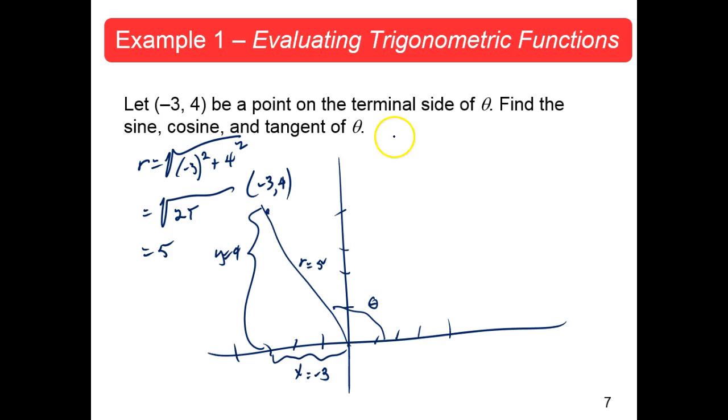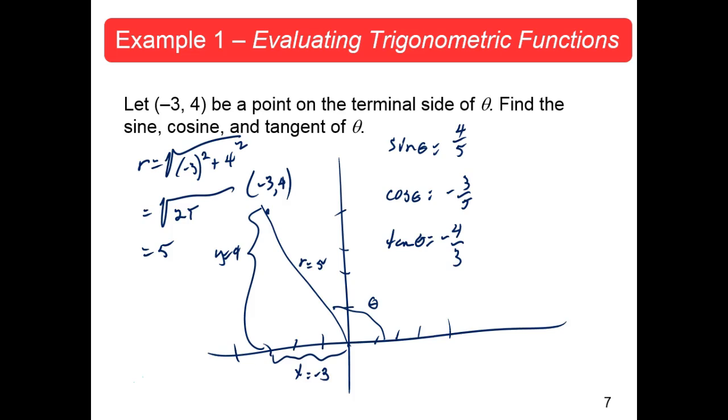Now you can get the sine of theta. What is it? 4 over 5. Yes, you're absolutely right, 4 over 5, or 0.8, but that's fine. I like 4 over 5 fine. Okay, cosine of theta is negative 3 over 5. Perfect. And tangent theta is negative 4 over 3. Perfect. You know all three of them.